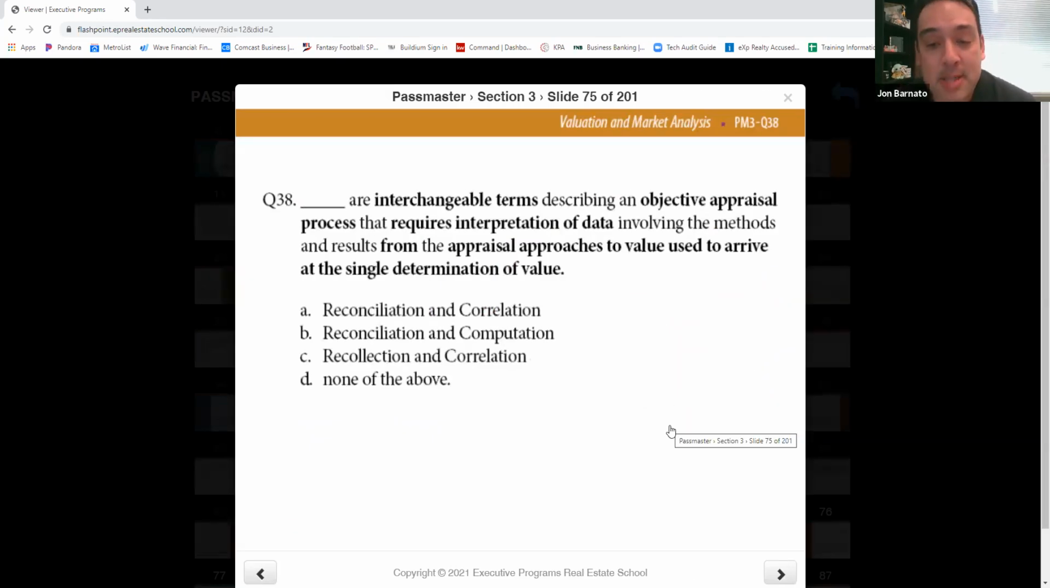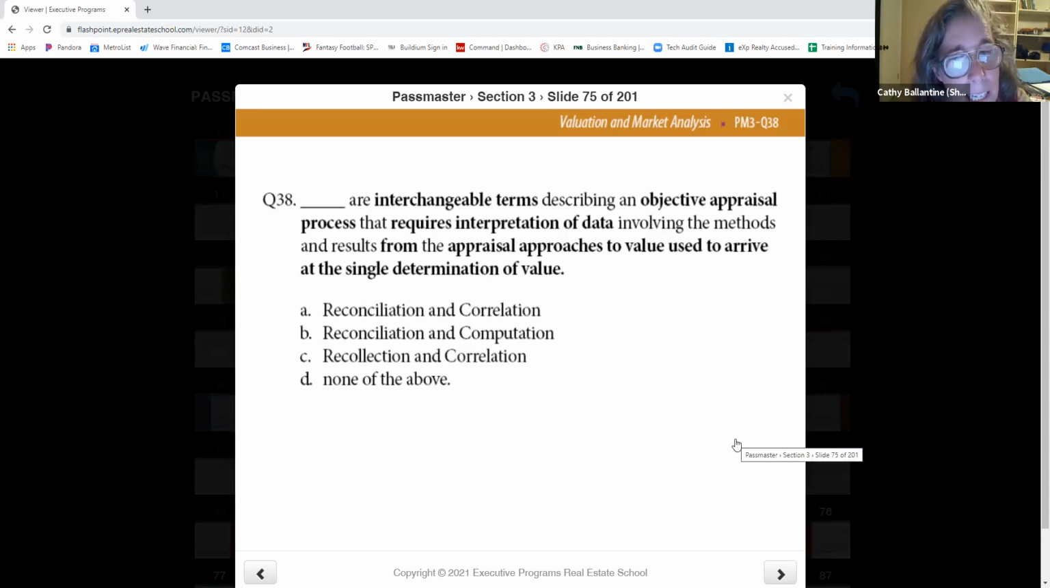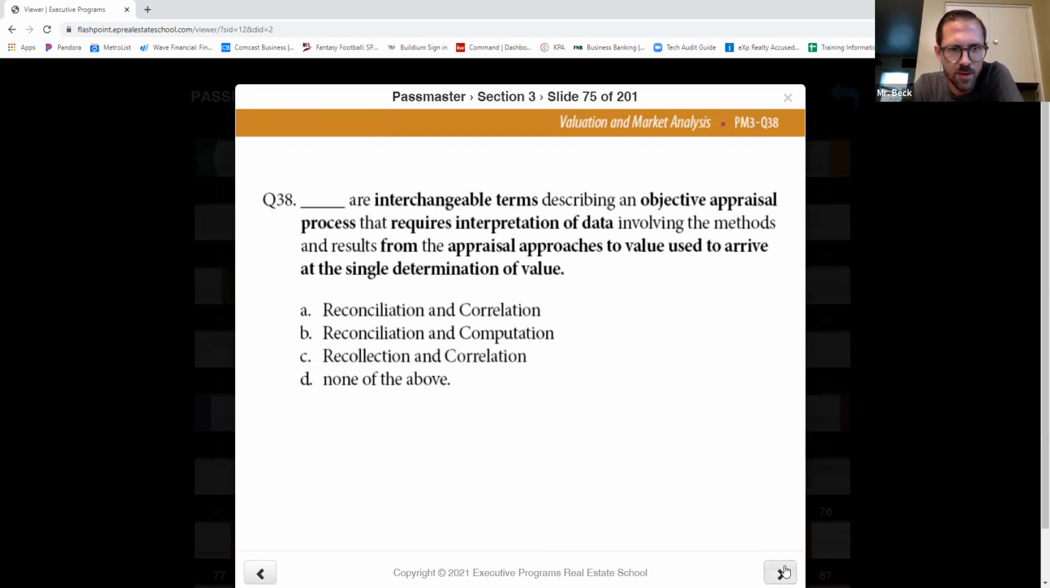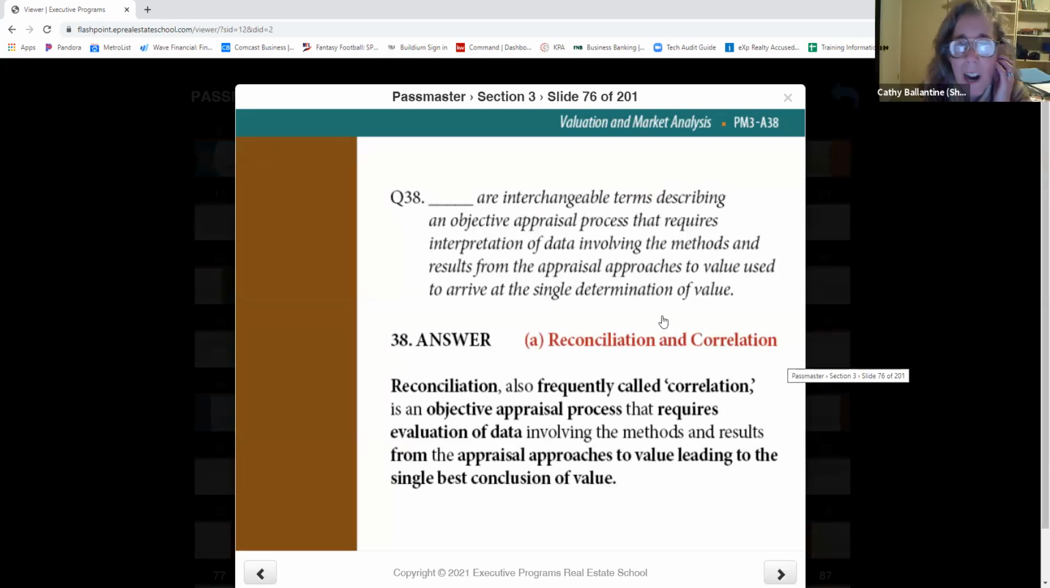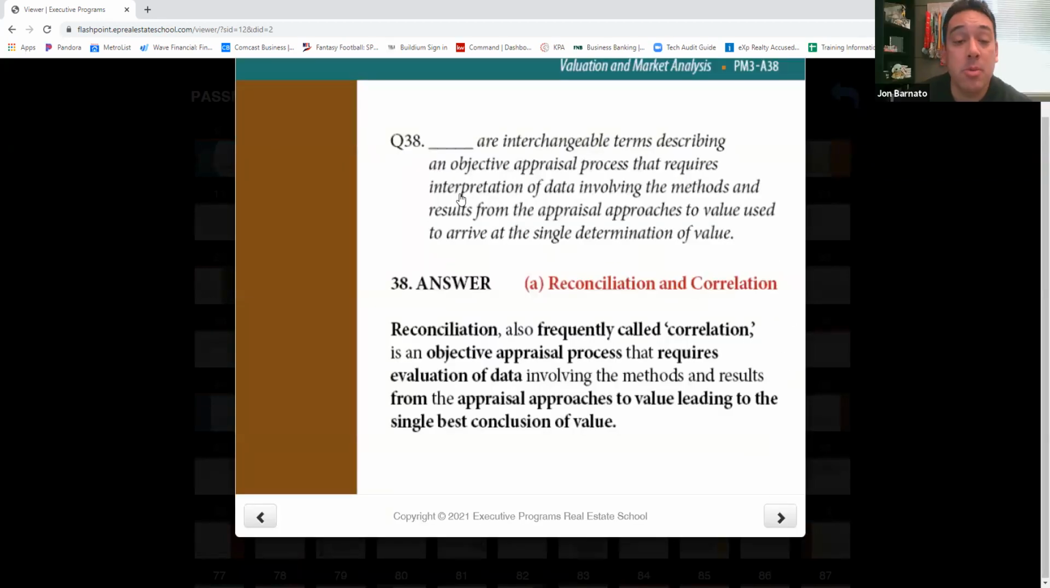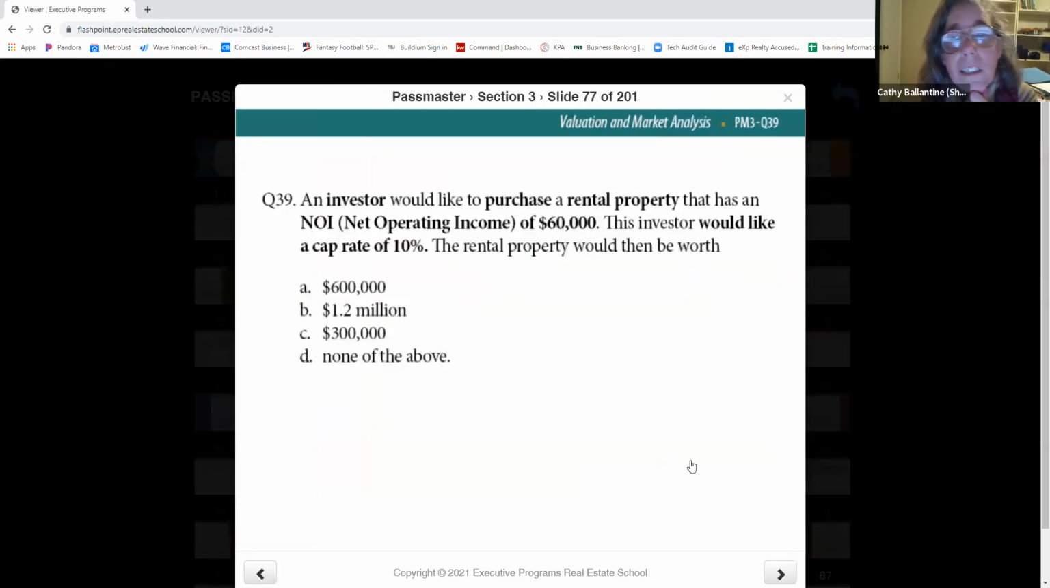Blank are interchangeable terms describing the objective appraisal process that requires interpretation of data involving the methods and results from the appraisal approaches to value used to arrive at a single determination of value. What the heck does that mean? I would say it's reconciliation and computation. I'm thinking A, reconciliation and correlation. That process where I showed you where he took 5,000 off is known as reconciliation and correlation.